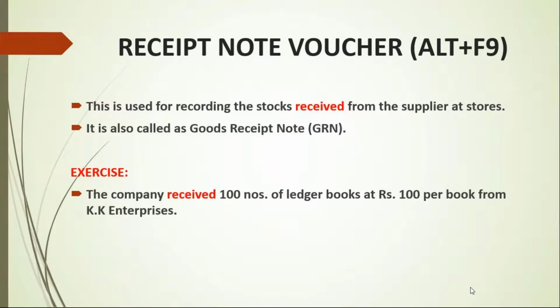Now here at the bottom, I have given a simple exercise. Company received 100 numbers. I have never said here that the company purchased. Company has only received stock. Now just now I showed you the format, right? How the GRN appears. Yes. So that we are evidencing through a voucher, that is a receipt note voucher, evidencing receipt of 100 ledger books at rupees 100 per book from KK Enterprises. Okay. So let's pass the same voucher.